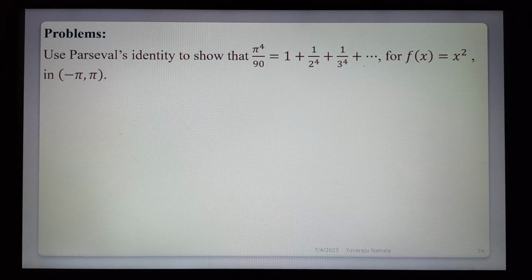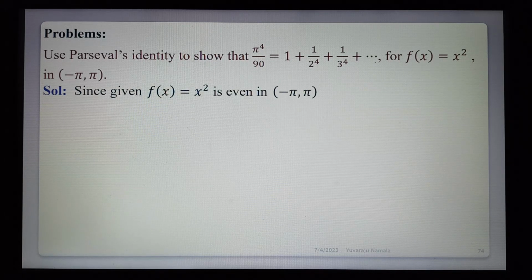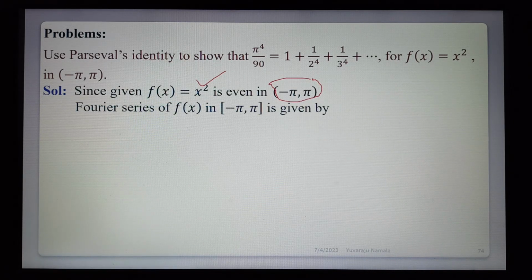Okay, now the given function is x square. Clearly, in the interval minus 5 comma 5, x square is an even function. So only a0 and an need to be found, and bn is automatically 0. The Fourier series of an even function f of x in the interval minus 5 comma 5 is given by a0 by 2 plus summation n is equal to 1 to infinity an into cos nx.